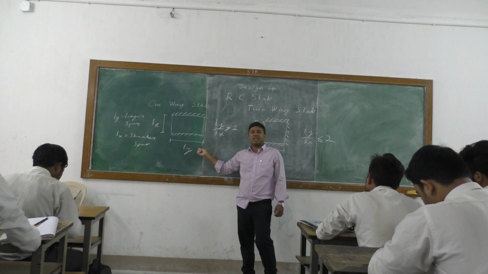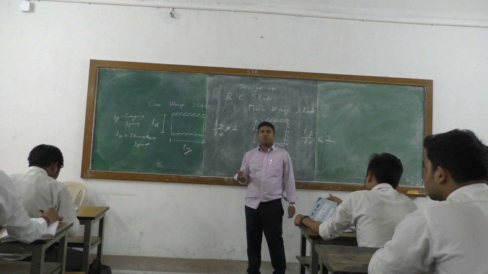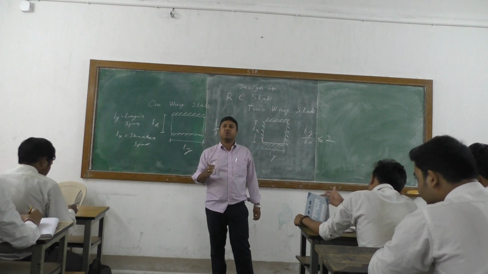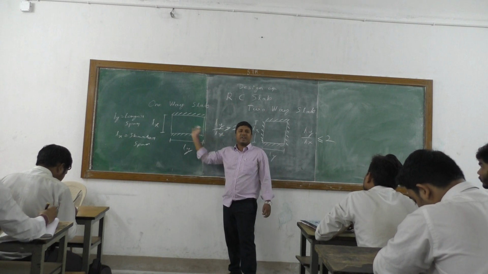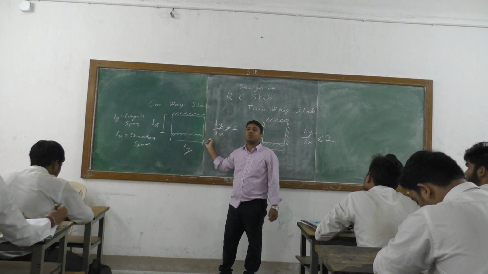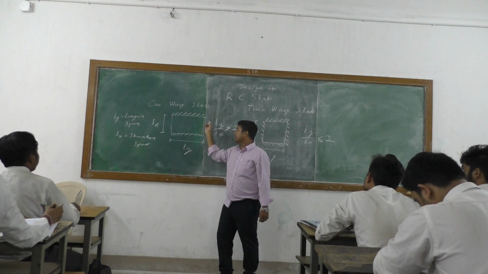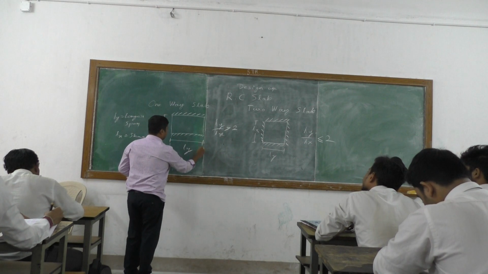The definition of a one-way slab is that it is a slab where the ratio of the longer span to the shorter span is more than 2. From here you can see that the bending is more prominent in one direction, that is along the shorter direction. Compare the bending of these two slabs.